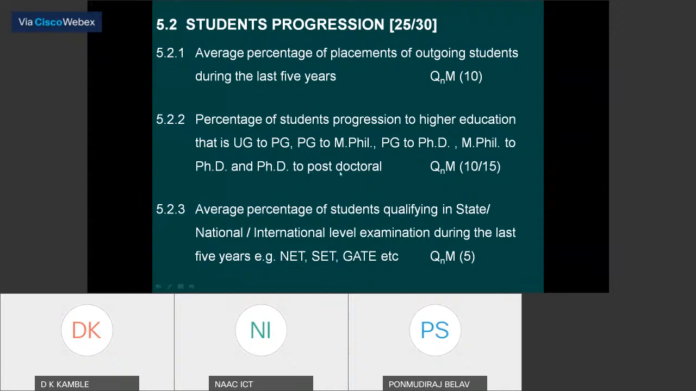See, for UG to PG or PG to MPhil, PhD or higher education, for that also, how many students progressed to higher education, that record is also required. Means what record is required? That particular student's admission list record, otherwise any admitted copy, that receipt or admitted list or ID, whatever, that record is required. Otherwise, finally, the transfer certificate available in your institution. That is the last option.